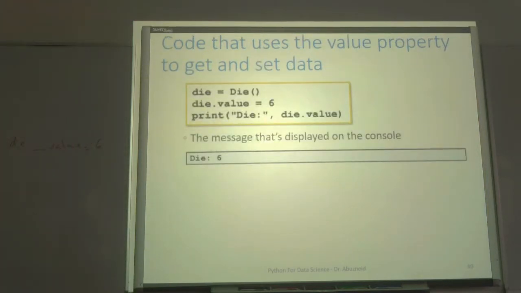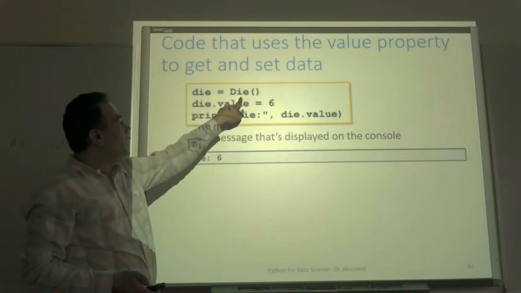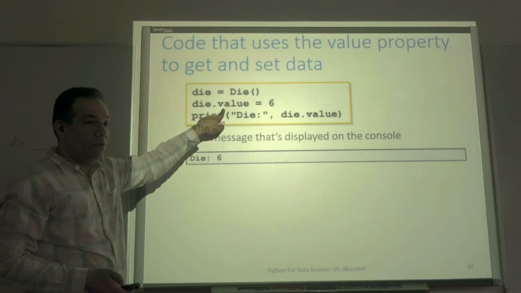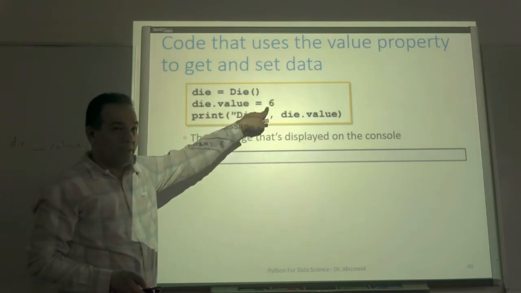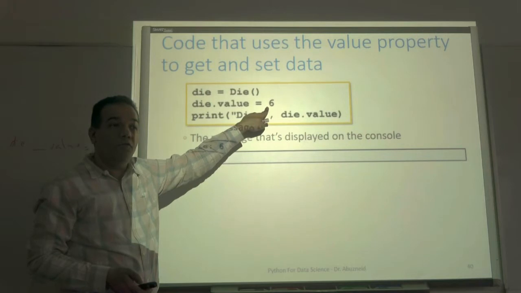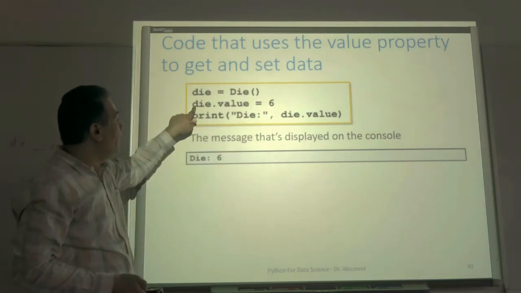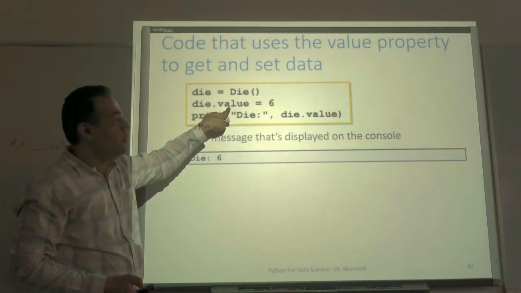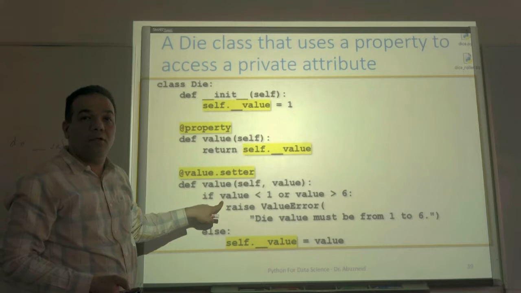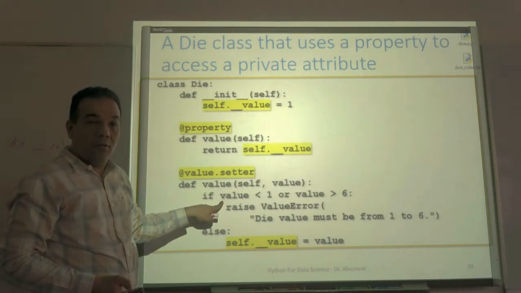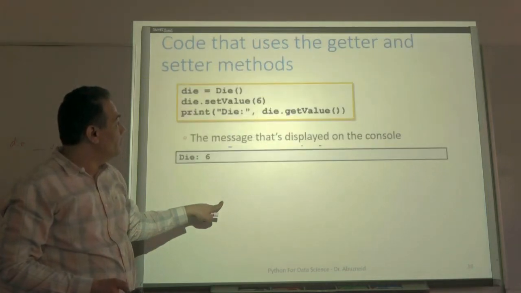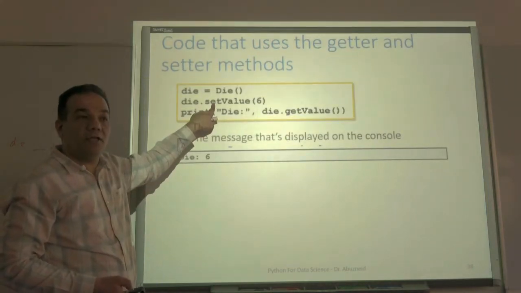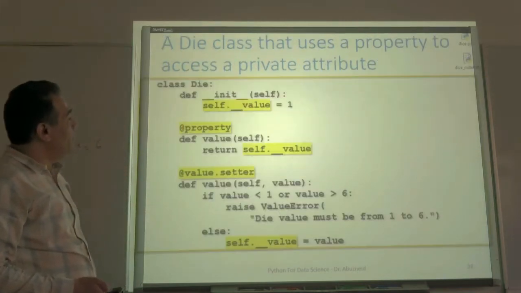Let's take a look at how we use it now. I'm creating a die object. Then die.value equals 6. That's the advantage. You go to the old form, but it's protected. So when you say die.value, what will it call now? It will call this. Otherwise, with a function, you have to call the function like that. So that's the main advantage.